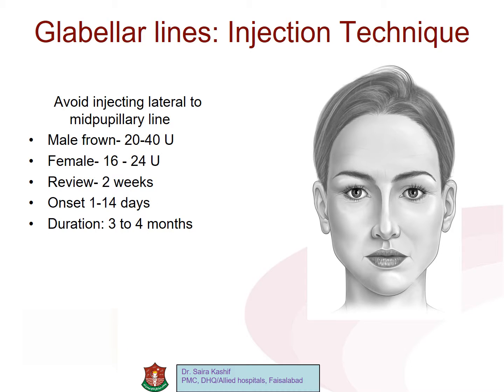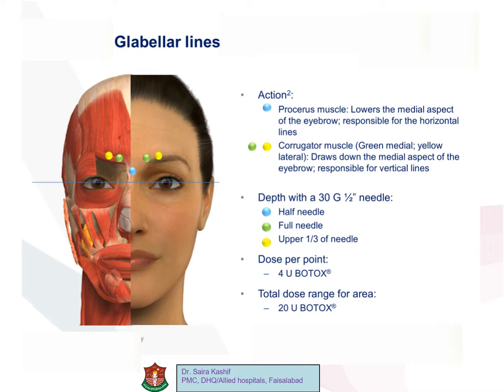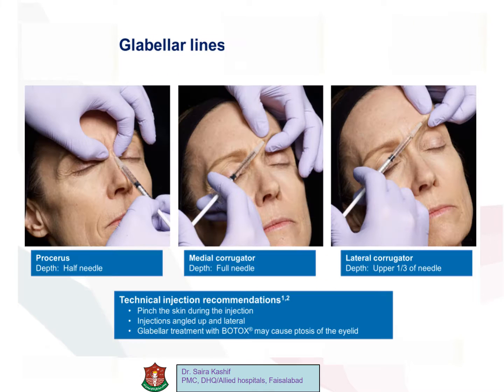The initial recommended dose for the male is 20 to 40 units, female is 16 to 24. We must review the patient after 2 weeks. The onset of action may take 1 to 14 days, and the effect lasts for 3 to 4 months. These are the 5 injection points for the glabellar complex, 4 units at each site.